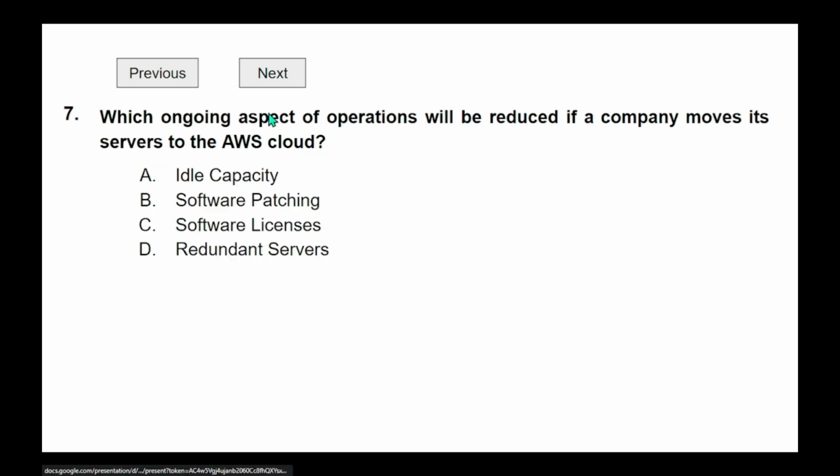Question 7. Which ongoing aspect of operations will reduce if a company moves its servers to AWS cloud? Option A, idle capacity. Option B, software patching. Option C, software licenses. Option D, redundant servers. So we definitely want to reduce any capacity that is not working for us. So for this question, idle capacity is our answer.